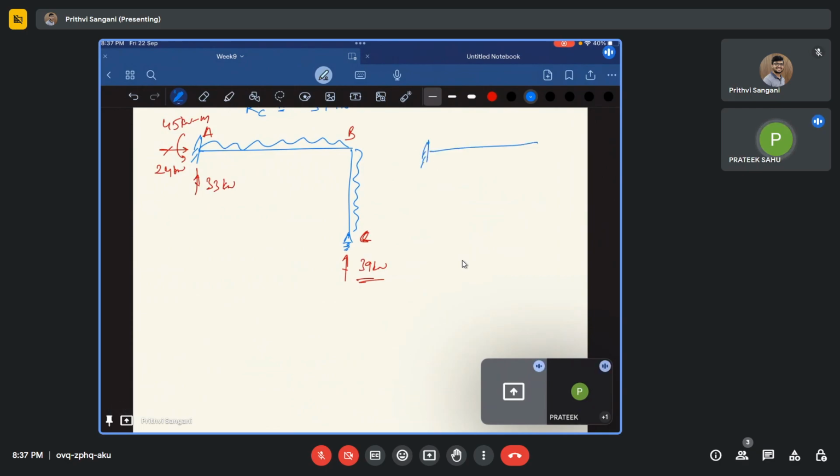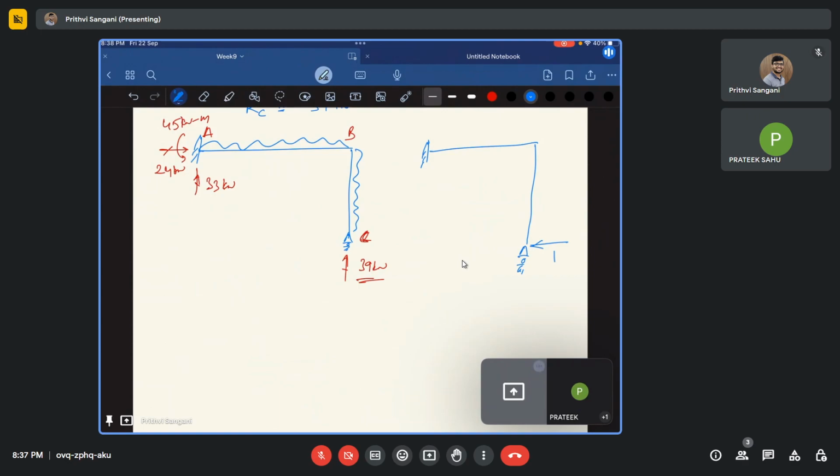It is something like this. So you have this beam, you already have the support reaction, and you need to apply one unit load in the direction which you are asked to do, right?